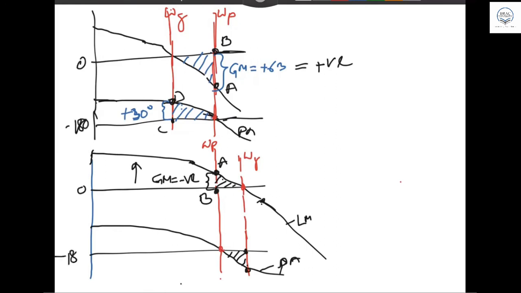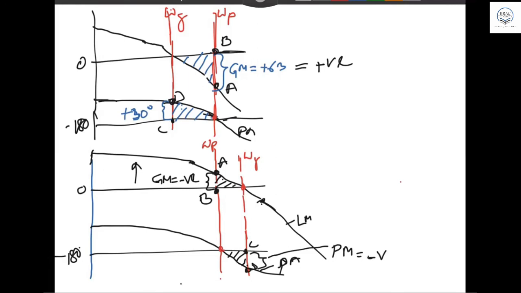So C minus D will be same. This is C and this is D. So over there, the formula is D minus C. Here also D minus C. So if the same D minus C formula is used, the phase margin will be what? Positive or negative? Negative, sir. This is also negative.